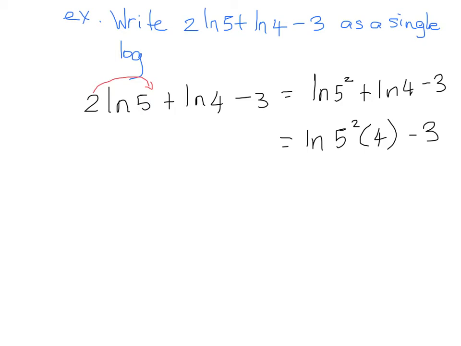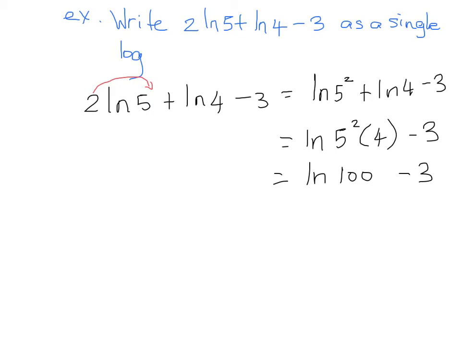All right, so that minus 3 is getting in our way, and we have this number that we can simplify. So let's actually just simplify this number first to get that out of the way. We have ln, 5 squared is 25. 25 times 4 is 100. So we have ln 100 minus 3.